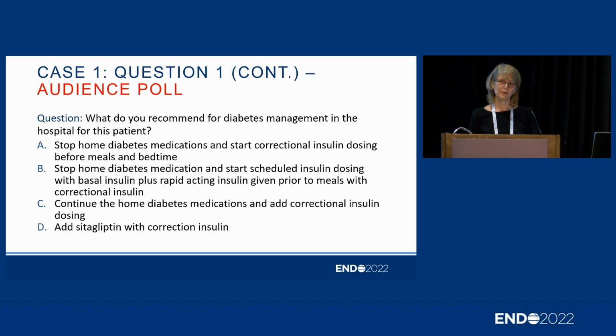She had a mild degree of CKD. So the question for you is, this is a woman with pneumonia being admitted. She has type 2 diabetes treated with oral agents. What would you recommend for diabetes management for this patient in the hospital? Would you stop her home medications and start correctional insulin dosing? Would you stop her home diabetes medications and start scheduled insulin dosing with the basal bolus insulin regimen? Would you continue her home diabetes medications and add correctional insulin to this? Or would you add sitagliptin with correctional insulin to her regimen? Take a few seconds to answer this question.